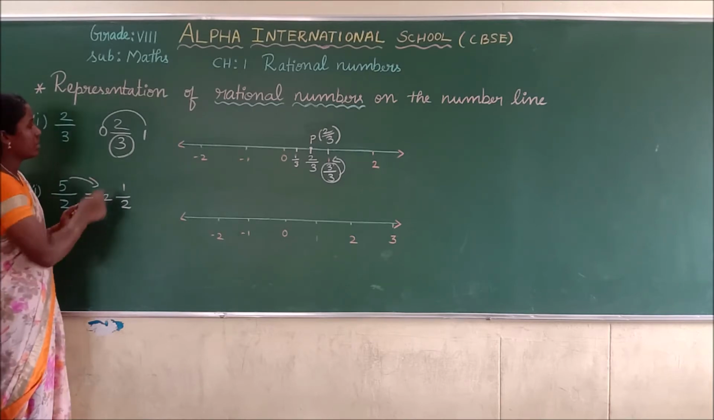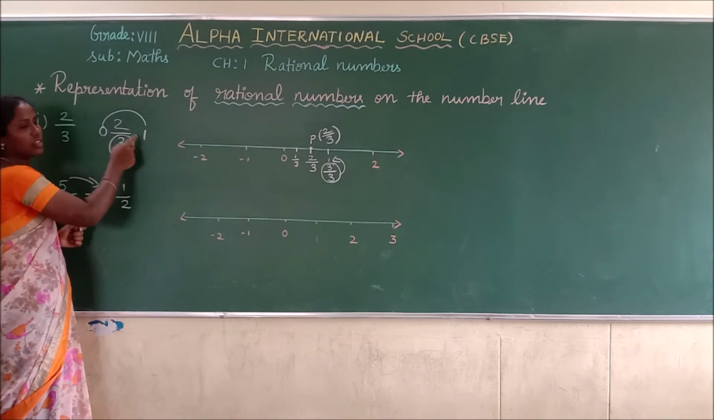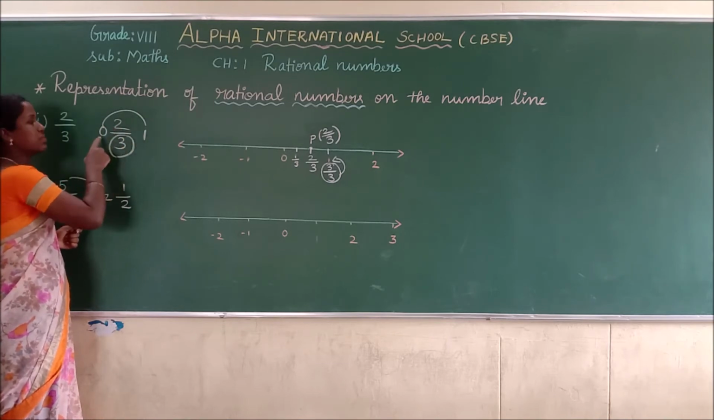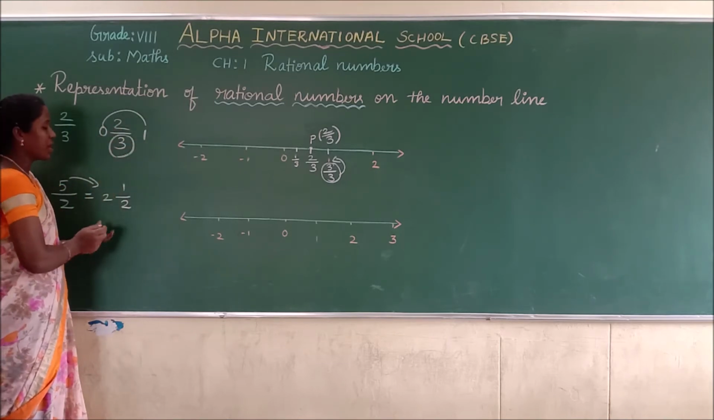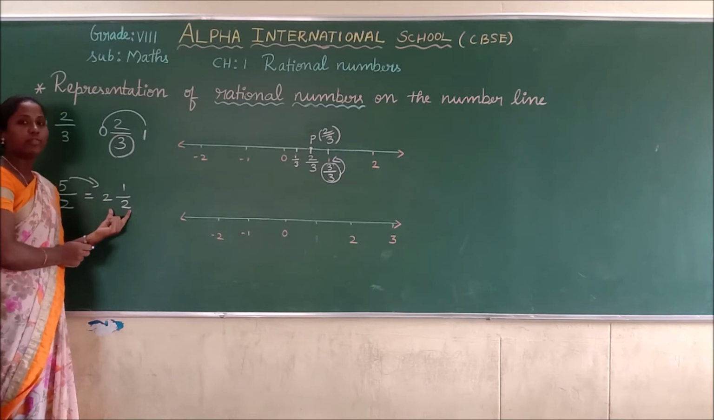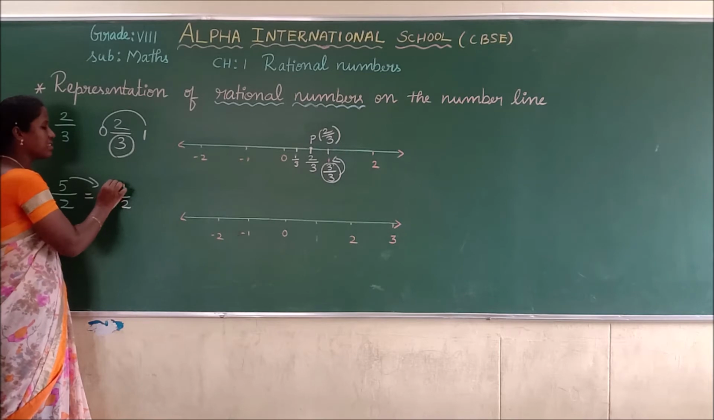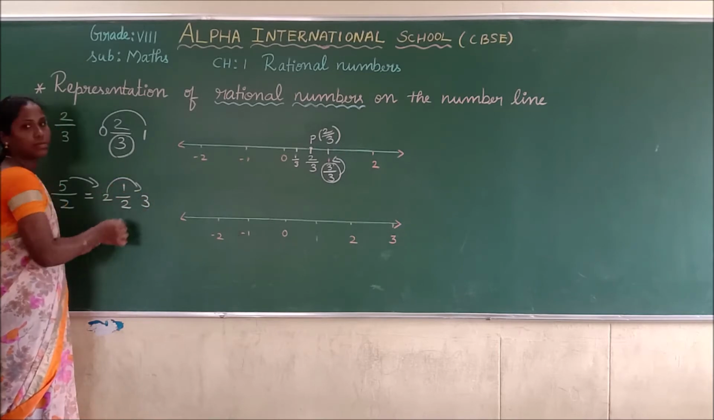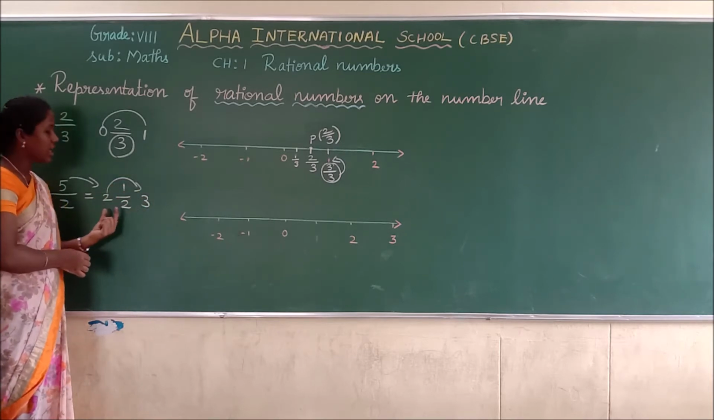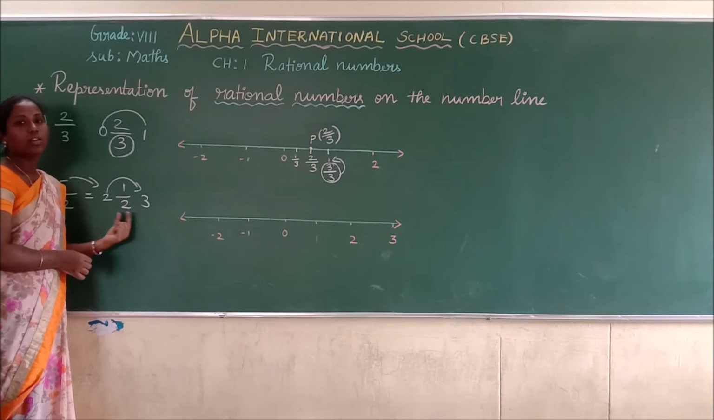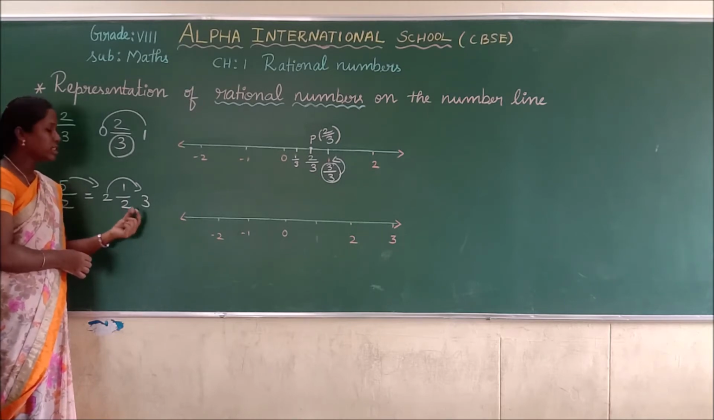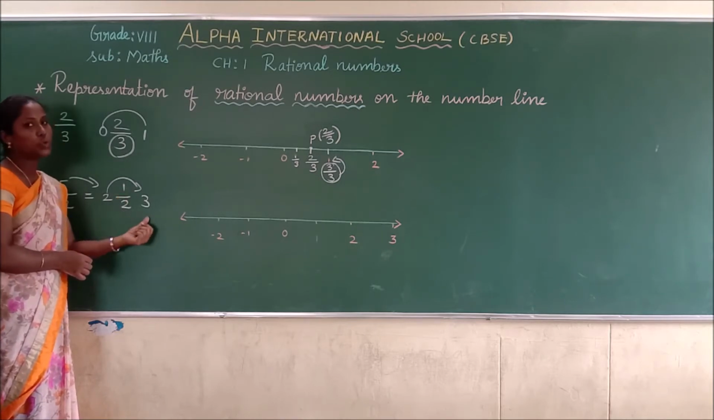Now listen, here we have to identify the range. If it is a mixed fraction, you can identify the range by the whole number, which is 2. The next number after 2 is 3. So surely this number lies between 2 and 3. So you have to plot this number 2, 1 by 2 between 2 and 3.